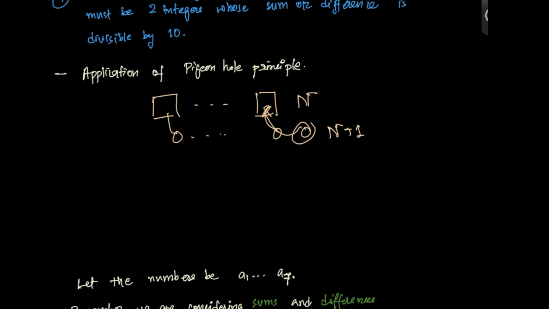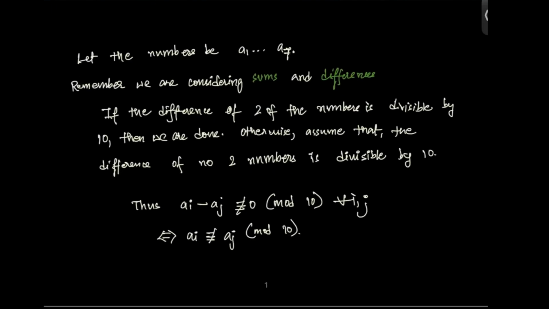You try to fit whatever problem you have into this setting of pigeons and holes, and then you try to find out which hole is having more than 1 pigeon. When proceeding with the solution of this problem, there's one more clean trick that we always use. So first of all, let the numbers be A1 to A7.